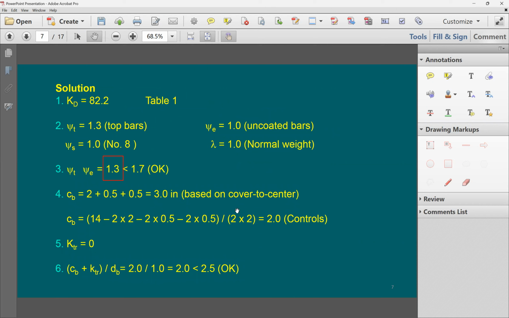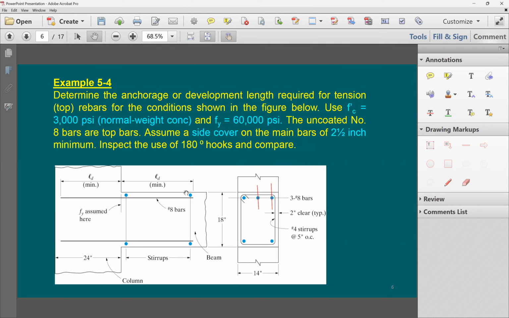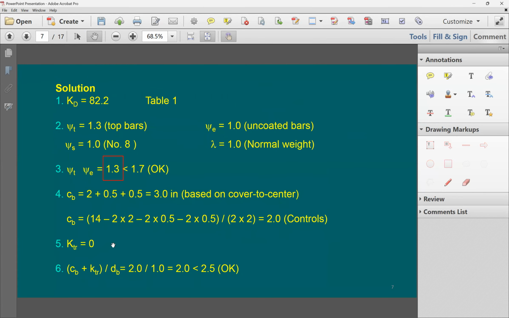By now, you should be able to do this on your own. I don't really need to go through this. It should be clear. We have done a few exercises on this, a few examples. Ktr, I just ignore any ties perpendicular to the rebar. I'm going to ignore the effect of them. I'm going to take it to 0. Try this factor, Cb plus Ktr divided by db. You should have a cap of 2.5, so it turns out to be 2.0.